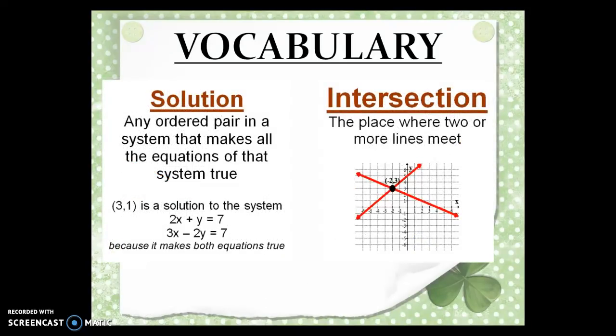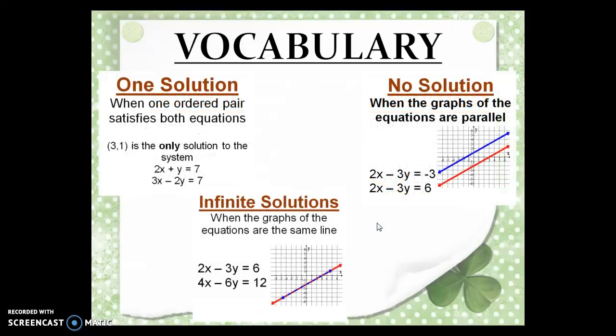So a solution, that is where they cross, or that is the x and y values that make the statements true. Intersection, that's where two lines cross. One solution is when they only cross once. Infinite solutions, when they cross an infinite amount of times or they're the same line. No solutions, when they never cross or they have the same slope, they're parallel lines.